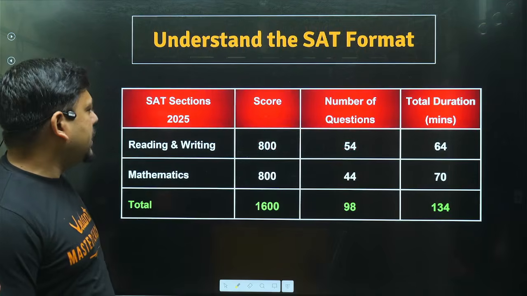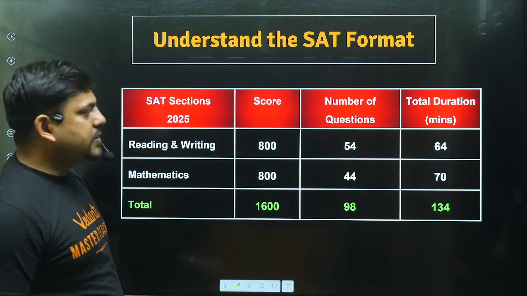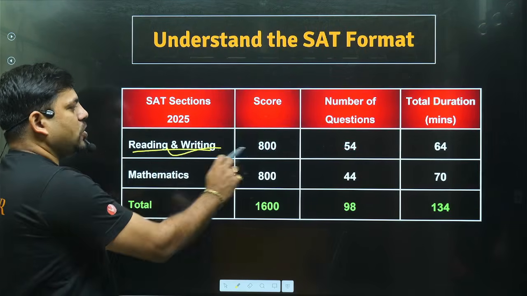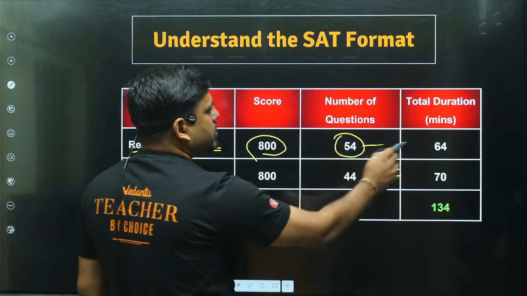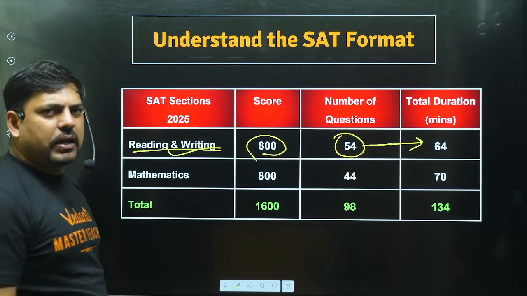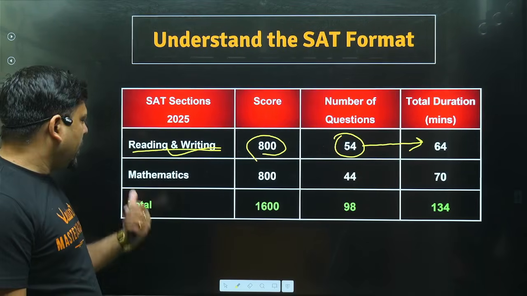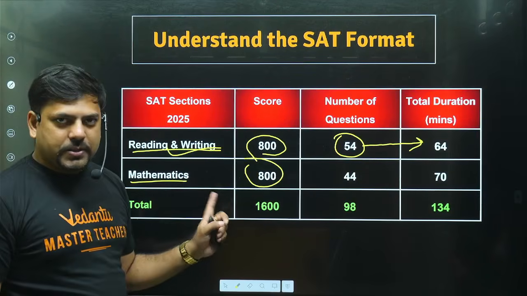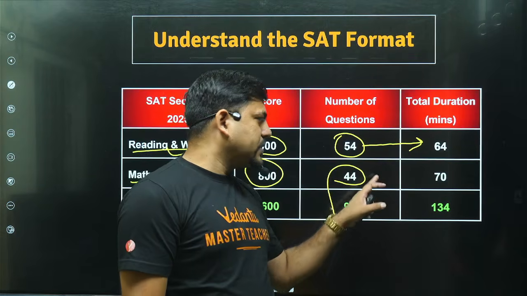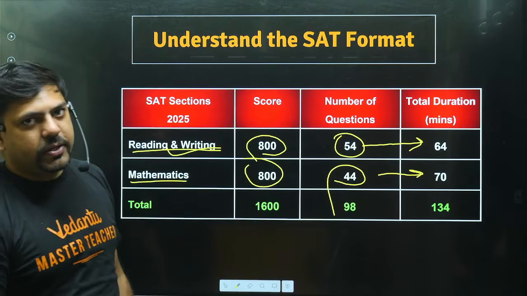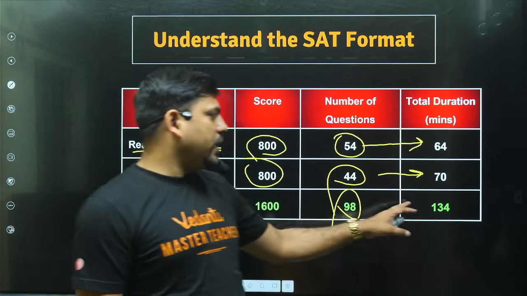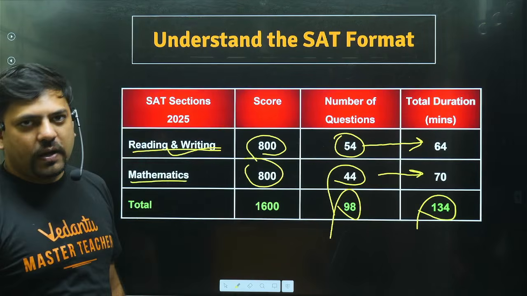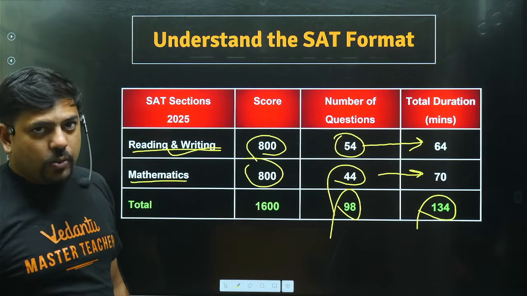Fine. Now let's talk about this. In reading and writing, which is scored from a minimum of 200 to a maximum of 800 marks, there are 54 questions. Total duration is 64 minutes, 4 minutes more than an hour. Mathematics again has 800 marks maximum. It has only 44 questions and you are allowed 70 minutes. Fine. So you have a total of 98 questions to be solved in 134 minutes, that is 2 hours 14 minutes. Fine. So I hope you understood that.